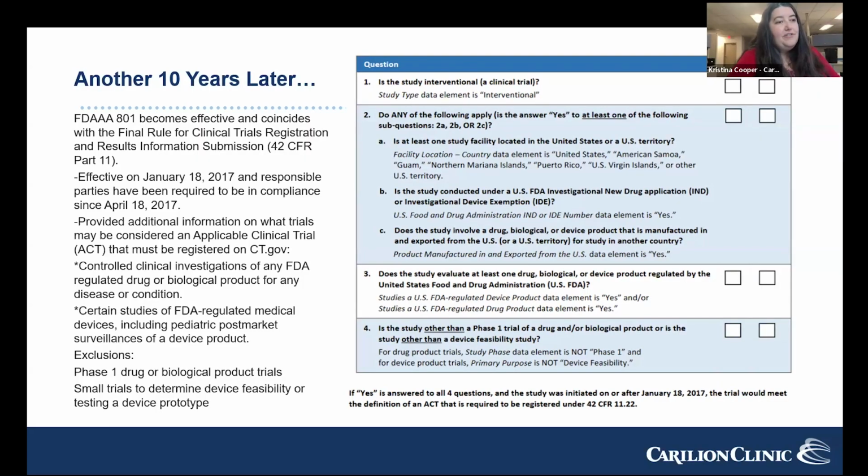So the study needs to be interventional. So if you have an observational study, you could answer no to this question, but if you're doing anything with an intervention that's prospective with a human participant, then the answer to this would be yes.